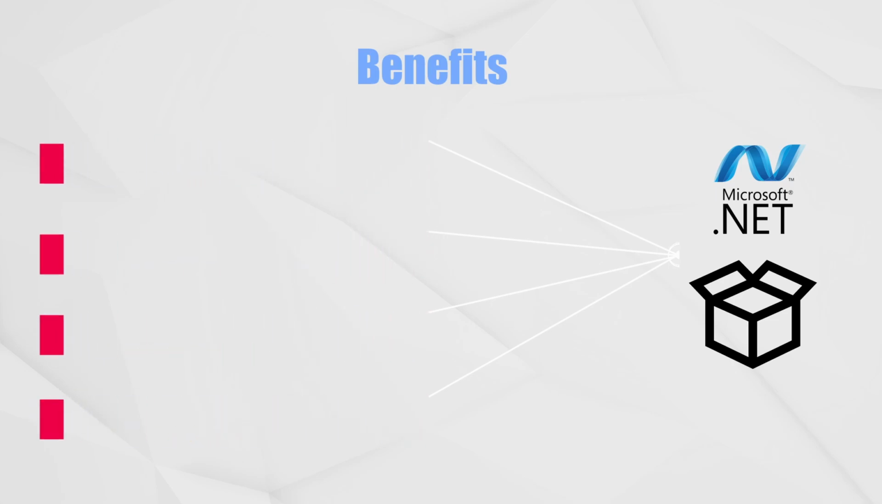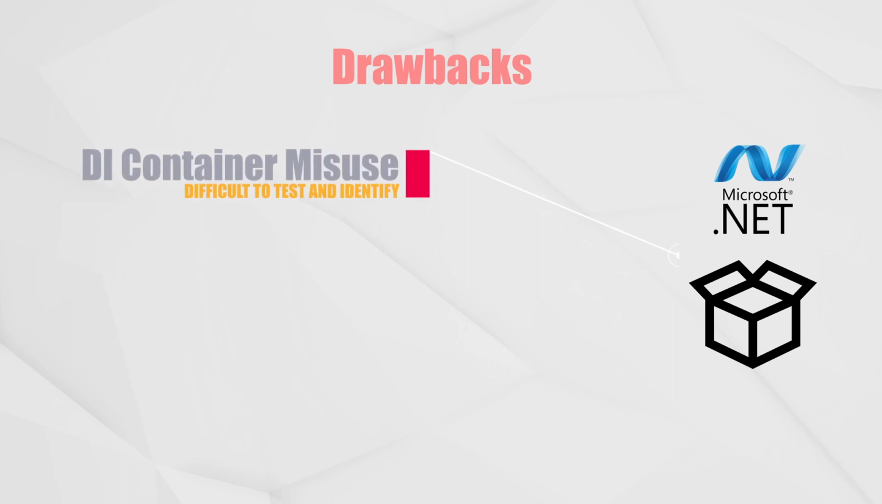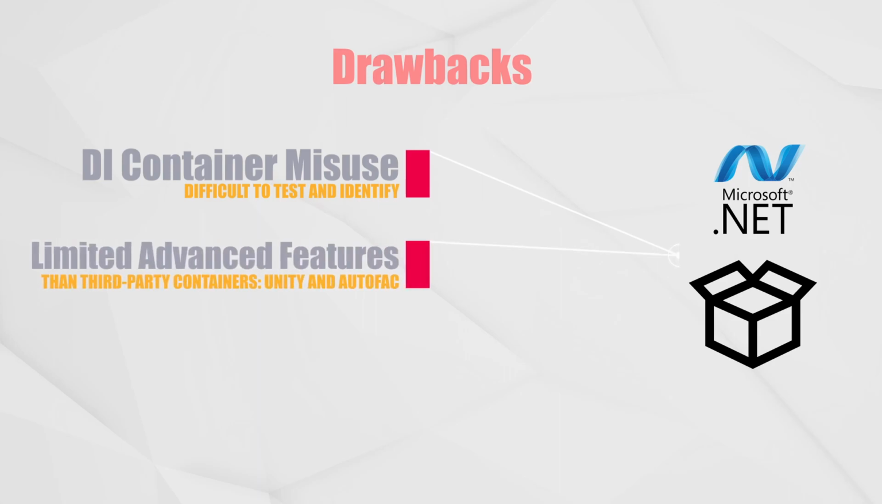And the drawbacks. DI container misuse. Exposing the DI container's IServiceProvider directly in the components makes testing and identifying class dependencies harder. Limited advanced features. The .NET Core built-in DI container is more limited than third-party DI containers such as Autofac or Unity. Complexity. Applying DI to small or straightforward systems can be an unnecessary overhead that can be solved by manually injecting dependencies.